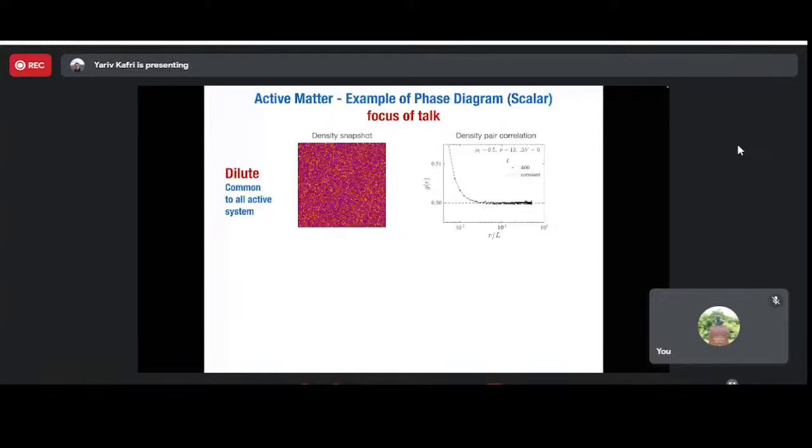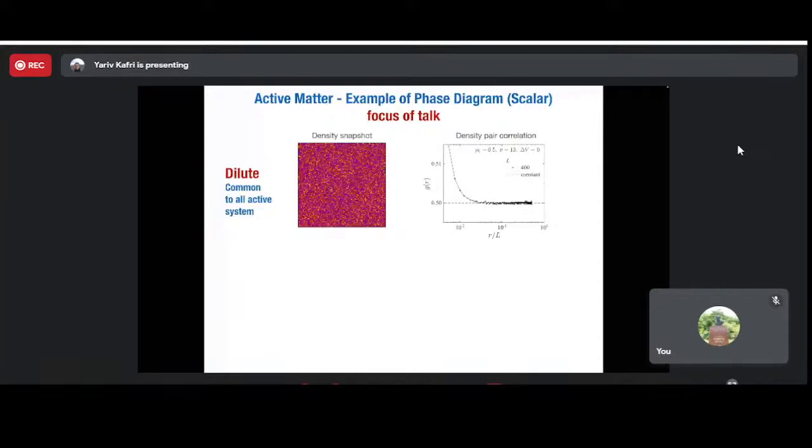When you increase the density, that's when active systems become interesting. You find out that the system undergoes something that looks very much like a textbook phase separation. It exhibits phase separation. And if you measure the two-point correlation function, it decays linearly with a scale that's dictated by the size of the macroscopic droplet, which grows with the system size.